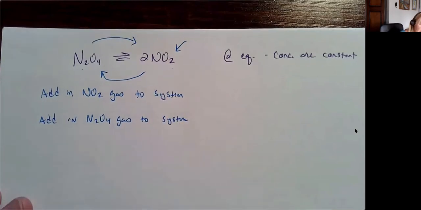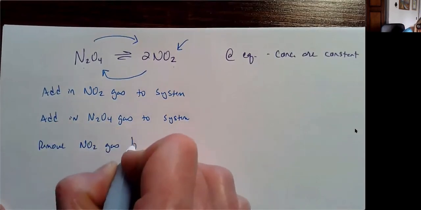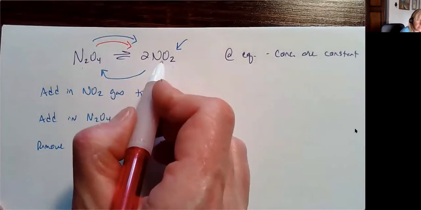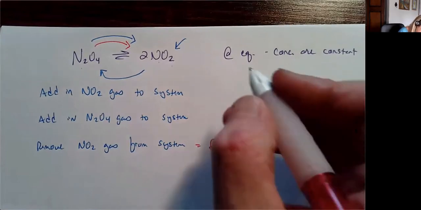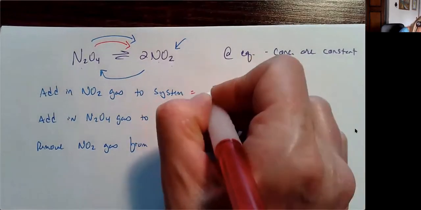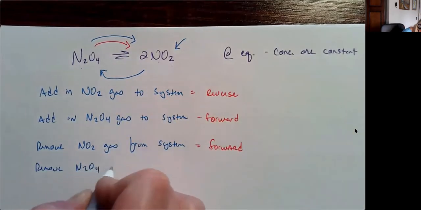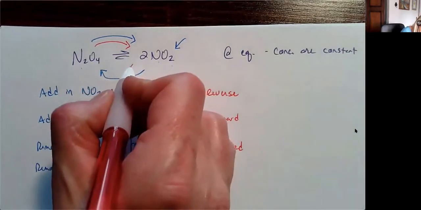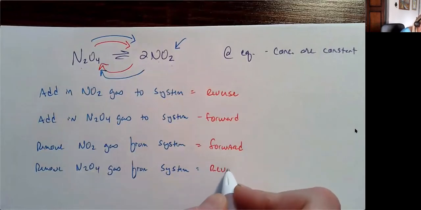I can also do this by taking things out. So if I remove NO2 gas from the system, now I'm going to shift my reaction forward because more of this is going to be produced until it reaches that ratio again. So this is going to shift it forward. This is going to shift it forward. This is going to shift it in reverse. And then also, if I remove N2O4 gas from my system, it's going to shift back here until it reestablishes equilibrium. So this is going to shift in reverse.